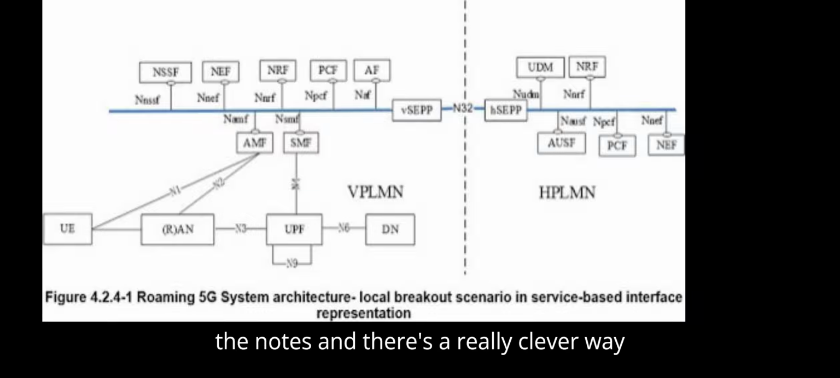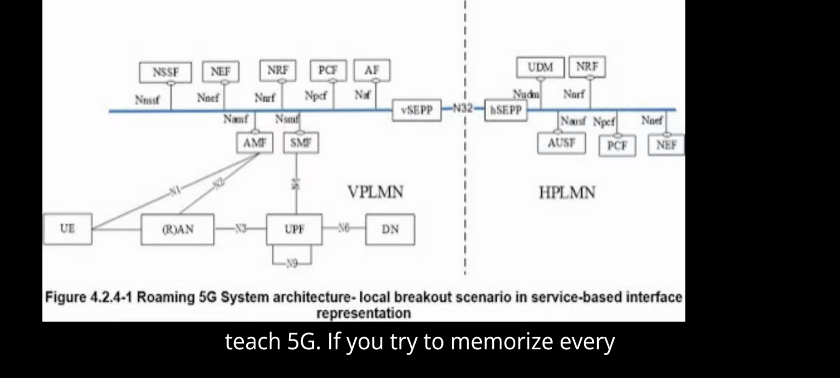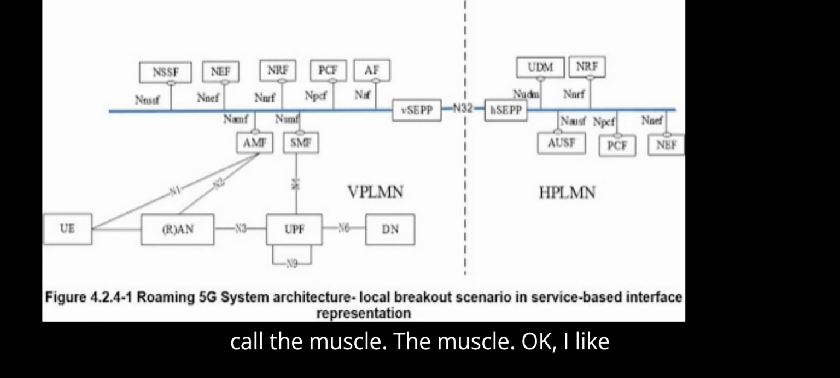Now, I was reading through the notes, and there's a really clever way to break down the rest of this mess. We can view it in layers. Yes, the three-layer approach. It's a classic way to teach 5G. If you try to memorize every single box at once, you'll just lose your mind. But if you see it as these distinct stories, it clicks. So layer 1 was the geography we just did. Layer 2, I want to call the muscle. The muscle. Okay, I like that.